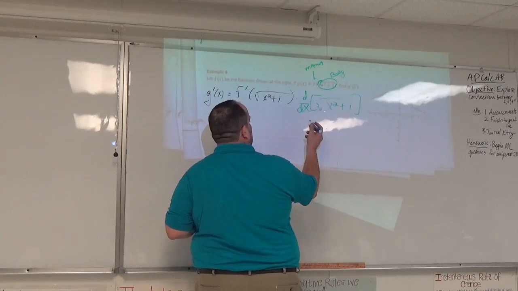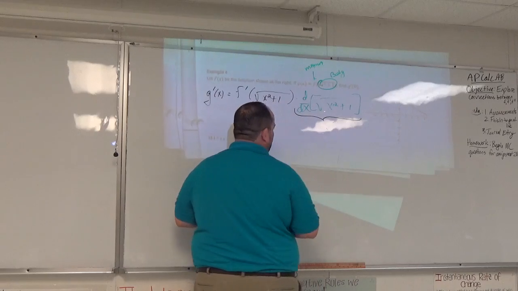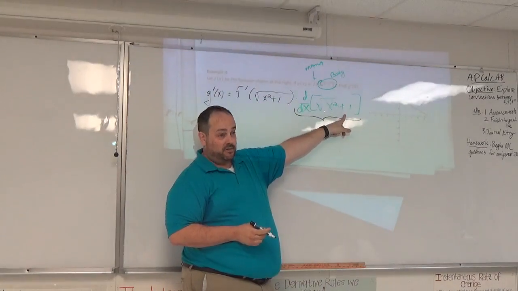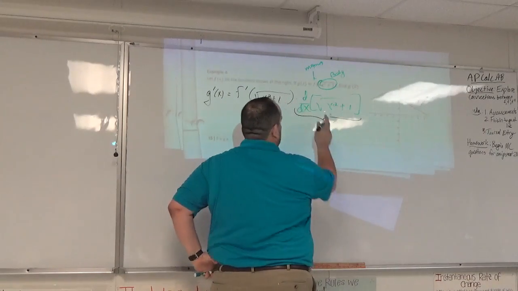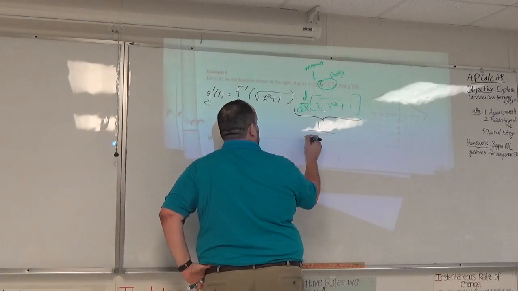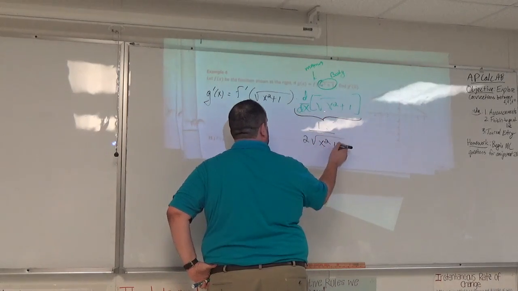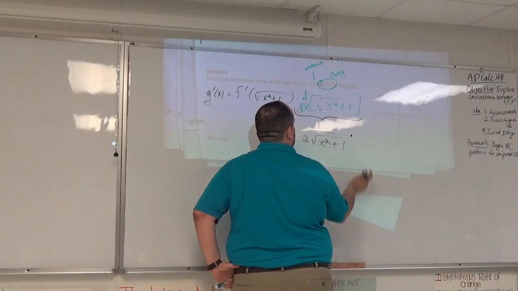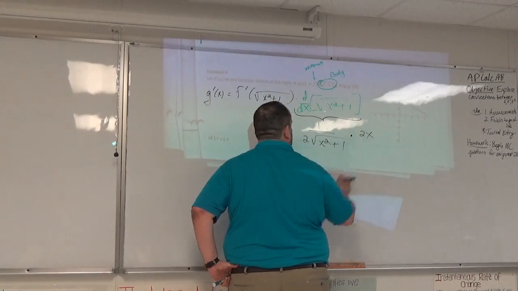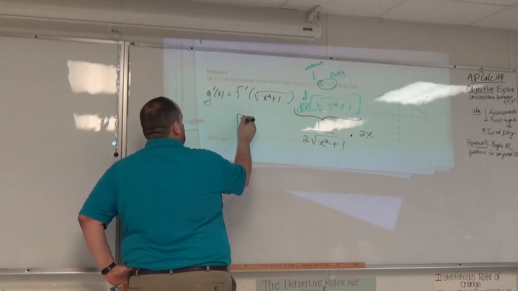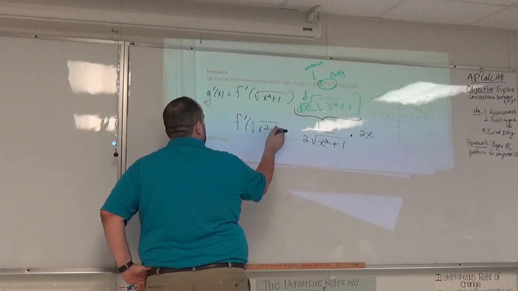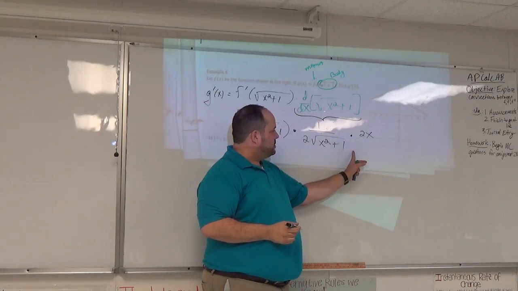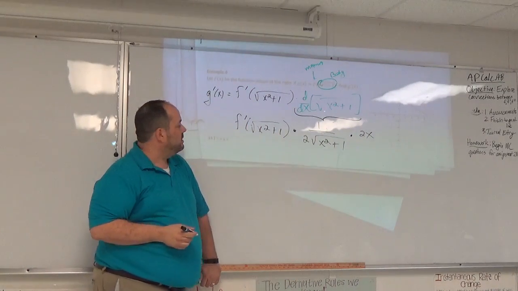So let's take the derivative of the square root of x squared plus 1. You're taking the derivative of square root of stuff. The derivative of the square root of stuff is 1 over 2 square roots of stuff times the derivative of the stuff, which is 2x. So we've got f prime of the square root of x squared plus 1 times 1 over 2 square roots of x squared plus 1 times 2x.